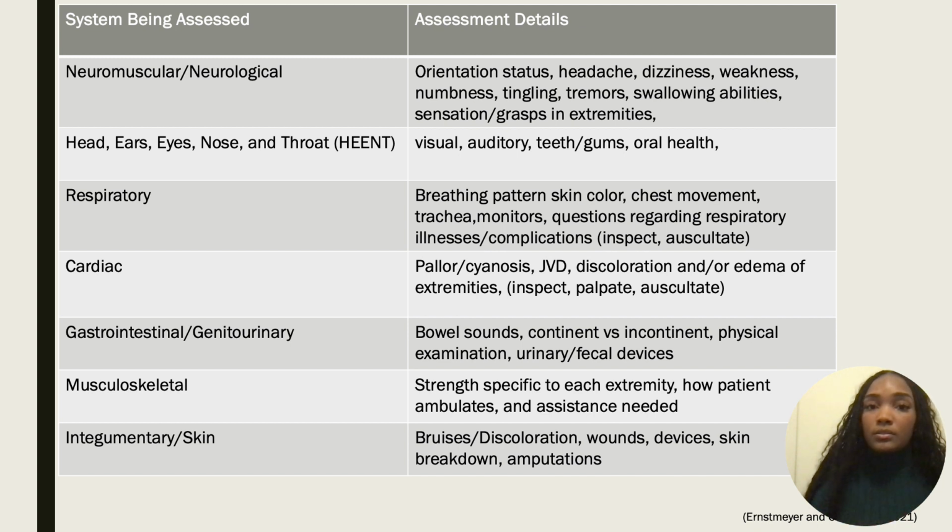Musculoskeletal, their strength. Are they bed bound? Times 1 assist, times 2, or independent? And then skin assessments. Do they have a wound vac, hematoma, any devices? So just kind of looking at this outline, kind of just making sure you know what abnormalities to look for in your patients and that you are assessing and documenting as you should.